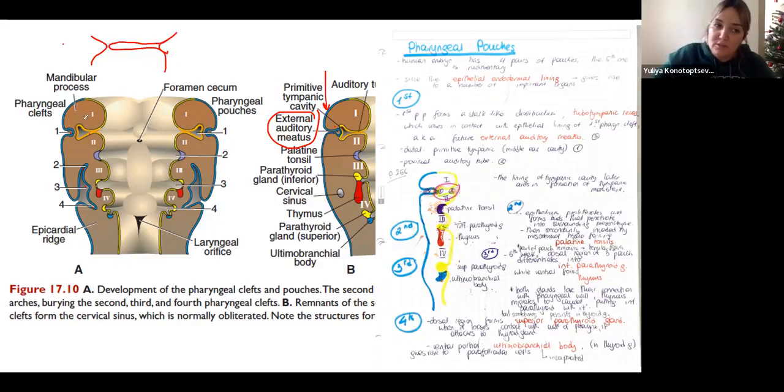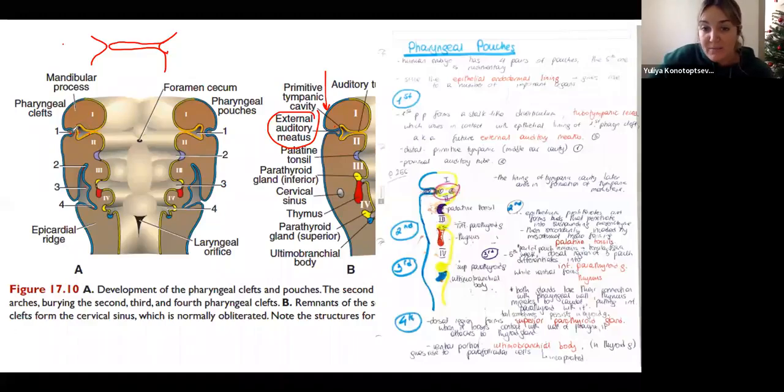The meeting point between the cleft and the pouch, this is your tympanic membrane. So you should know that on the outer surface of the tympanic membrane, the epithelium there is from ectoderm, while behind the tympanic membrane, the epithelium there is endoderm. Tympanic membrane is very special, okay? It has two types of epithelium. We will learn about it next semester, neurohistology, but just remember that this is quite important to know. The tympanic membrane has dual epithelium, depending on which part you're looking at, right? From the outside, it is ectodermal. From the inside of the ear, it is endodermal.